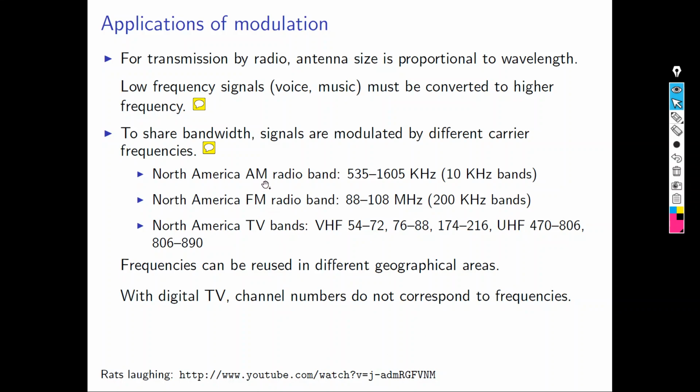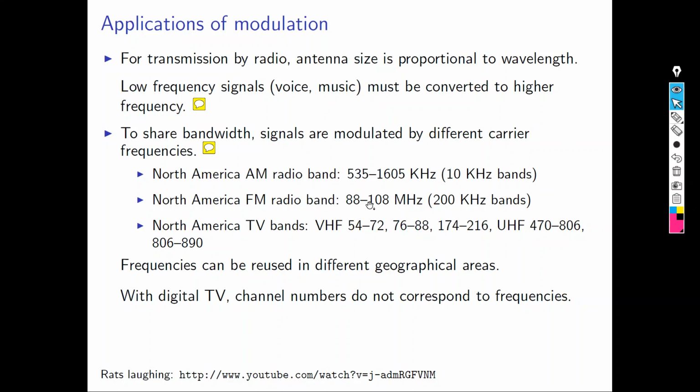For example, AM radio uses the frequency of 535 to 1605 kilohertz with bandwidth of 10 kilohertz, and this can propagate over very long distances. Why? Because the frequency is so small, lambda is so big, so it can travel without too much attenuation.